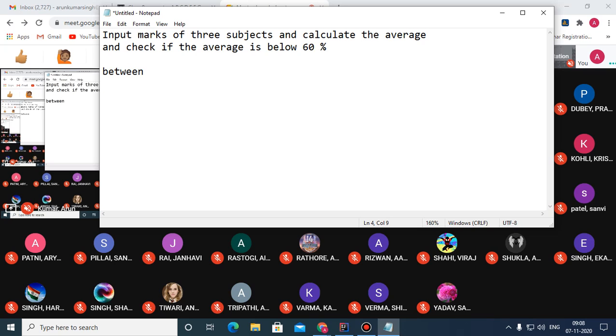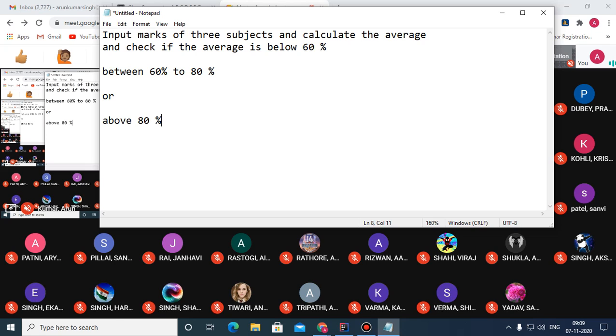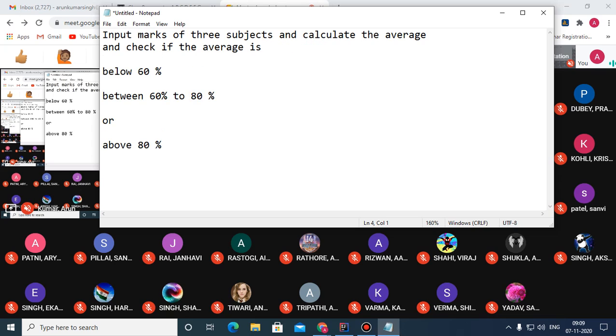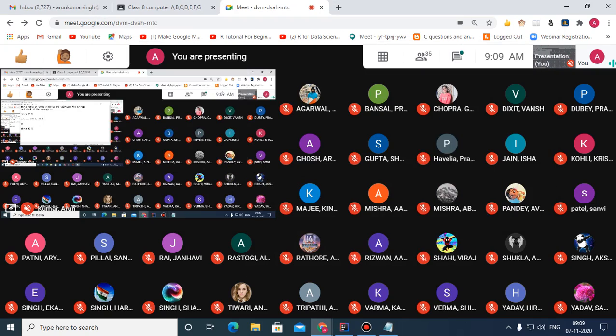between 60% to 80%, or above 80%. So children, here these are the things you have to check. I hope you all have understood the question. So marks of three subjects you have to input.